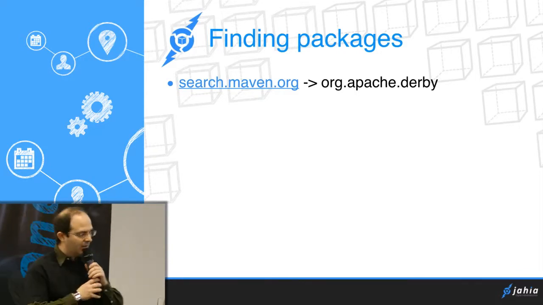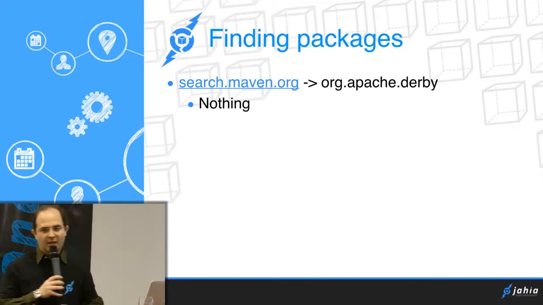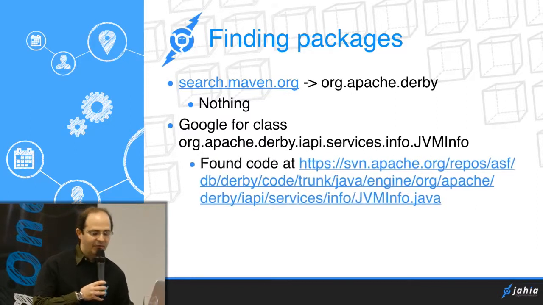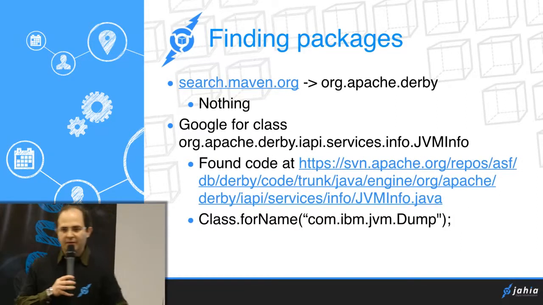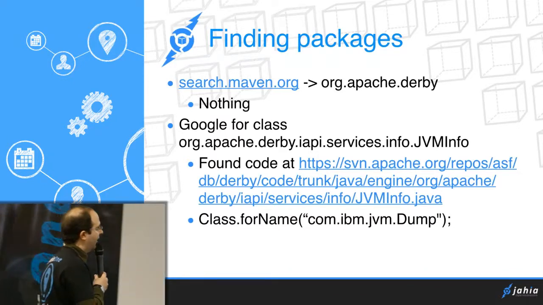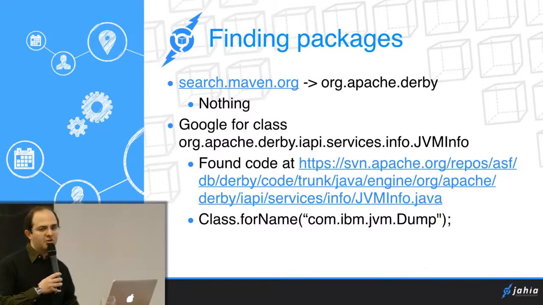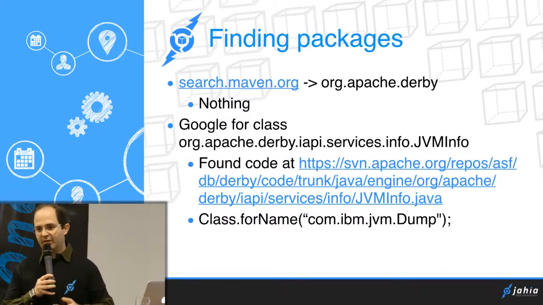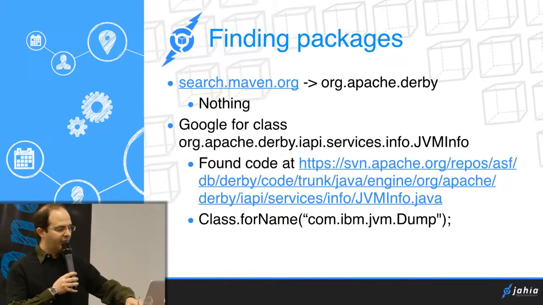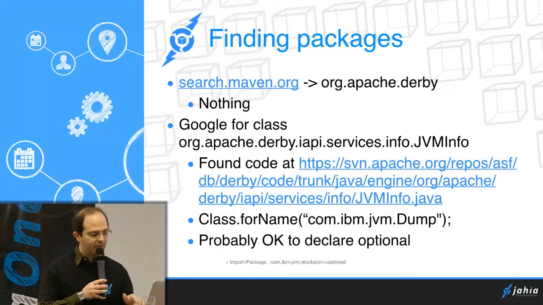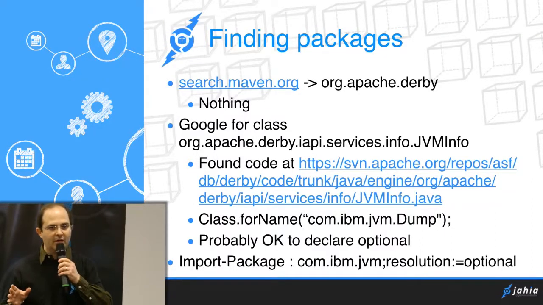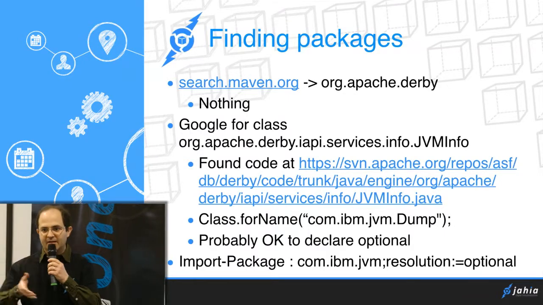Maven.org for the Apache Derby package, and I found nothing. I'm going to Google this class. And there I found the code, and there I found where it came from. So it's a class for name for that class. And looking at the code, I realized, well, this is optional. So I went through a lot of trouble to do this. I didn't necessarily have to. You could just probably mark things as optional and see if it works. But in this case, I went a little bit further than that. So it's probably okay to declare it optional, and that's exactly what I did. I just marked the package as optional. So I'm not trying to scare you here. I'm just trying to give you tips. This is really what I did in this project.